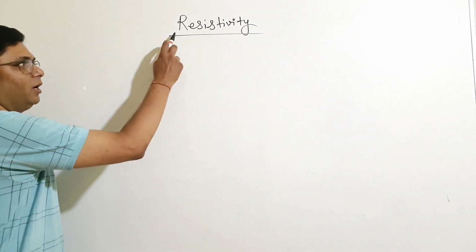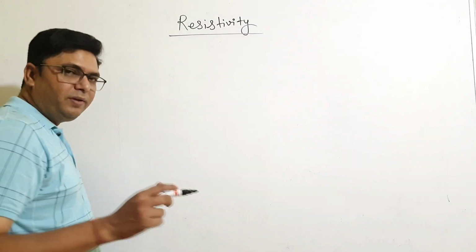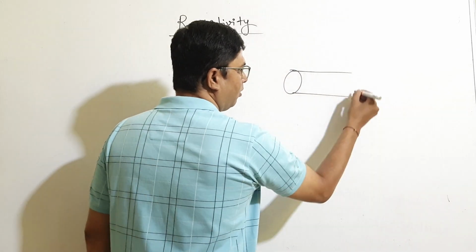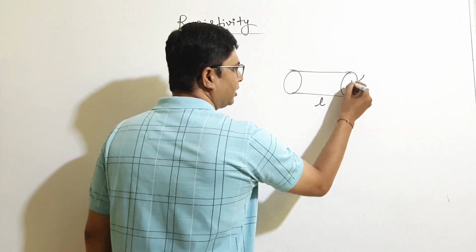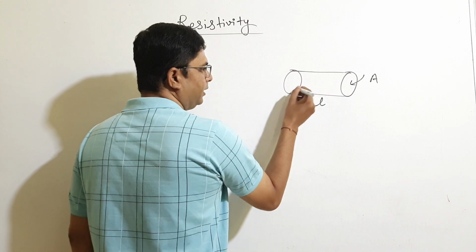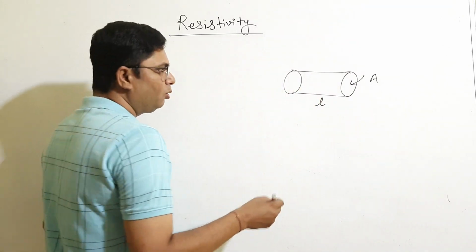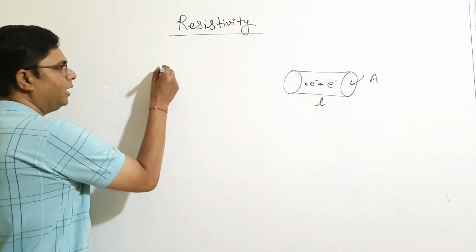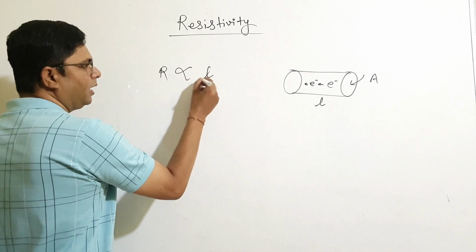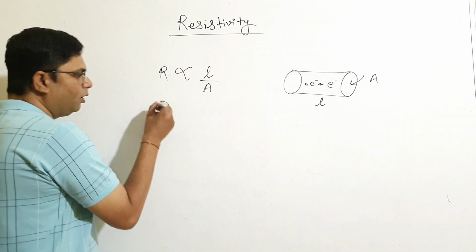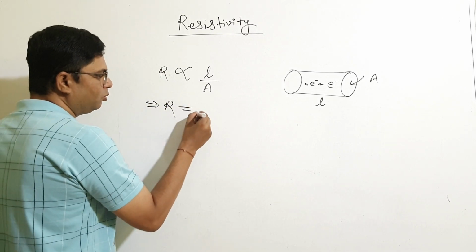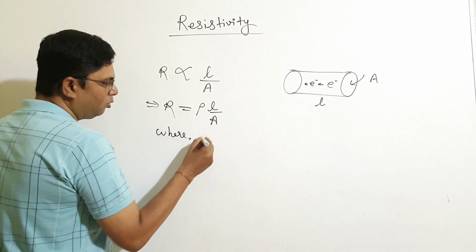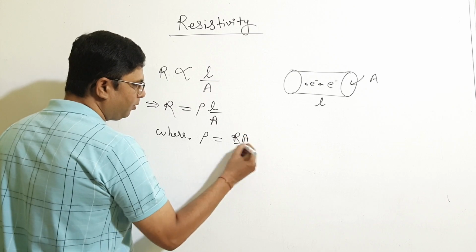In this video you are going to learn about resistivity. In the previous video you have seen that if we have a conductor of length L and cross section area A, then the resistance offered by this conductor to the flow of charges is R proportional to length and inversely proportional to area. So resistance R equals rho L upon A, where rho equals R A upon L.